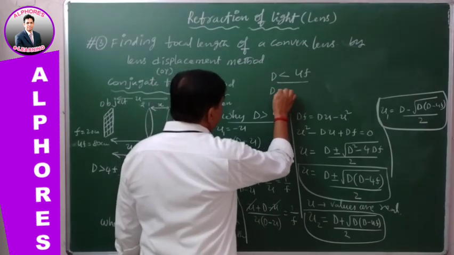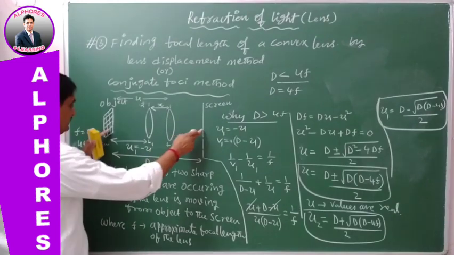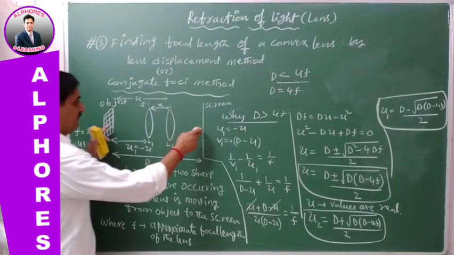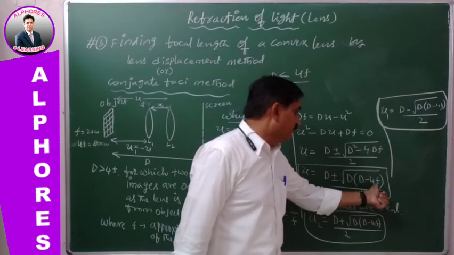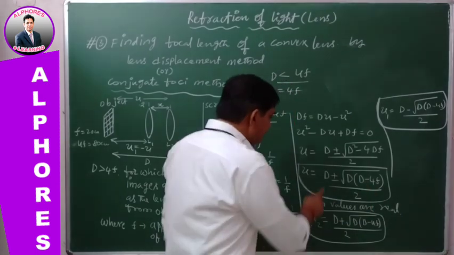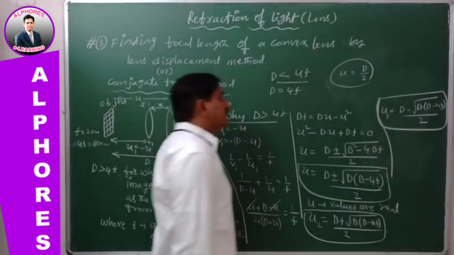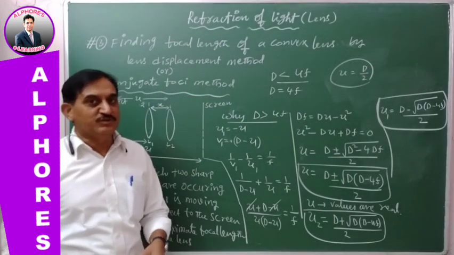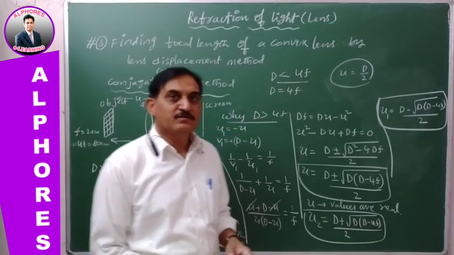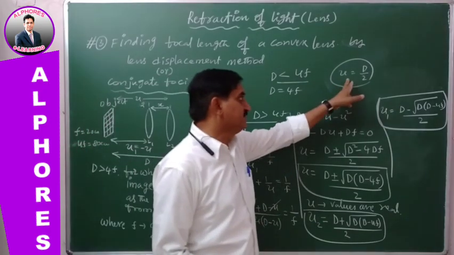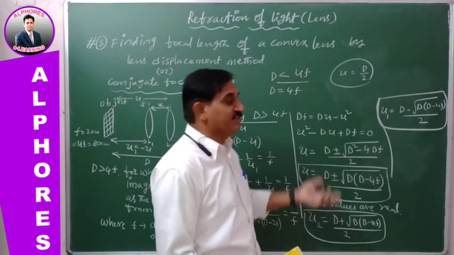And one more case, d is equal to 4f exactly. Suppose the separation is kept, in this example, at 80 centimeters. Because 4f is equal to 80, it is kept exactly 80 centimeters. Then d equal to 4f, this totally becomes 0. What happens here? Finally, you will get u is equal to d by 2. Meaning instead of two images, you are getting only one image, that is at the mid position, but it is not at all conjugate foci. Not possible. This is also not possible, to get the two sharp images which are obtained on the screen.